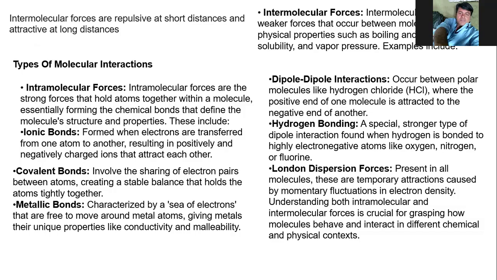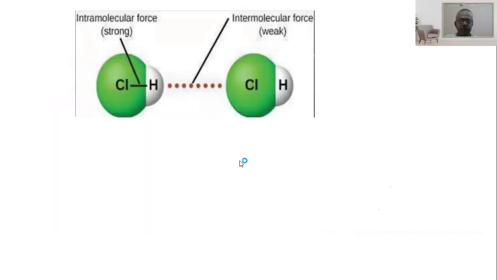influence the physical properties such as boiling point, melting point, solubility, and vapor pressure, right? So you can see here a pictorial depiction of intramolecular forces and intermolecular forces. Intramolecular is between the atoms. For example, you can see here in the green structure, fluorine and hydrogen, this is very strong. While intermolecular forces are weak, but because they occur multiple times, they are very, very strong.